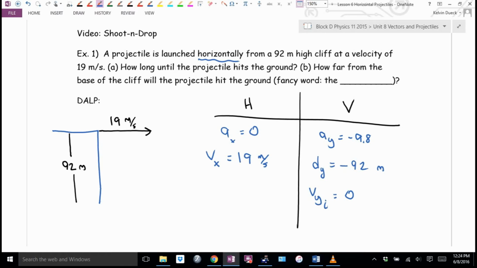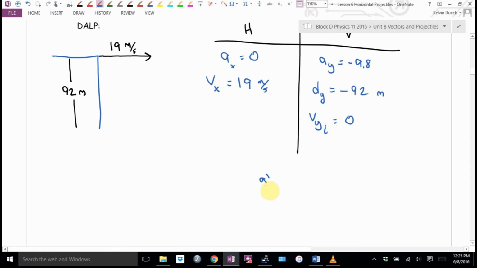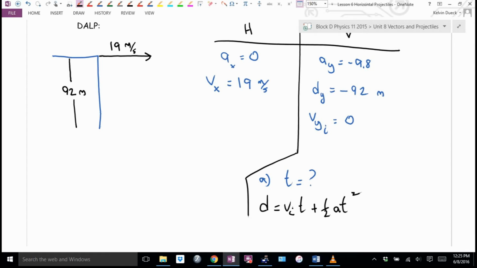So how am I going to find time here? Vertically. You know what? Let's do this all on the vertical side. I'm going to go A t equals question mark. Adam, I'm looking for an equation that has A, D, V initial, and T in it. There is one. d equals vi t plus half a t squared. Do you remember what I said was the sin, the most common mistake, what you should never do? Never put a horizontal into a vertical, and never put a vertical into a horizontal.